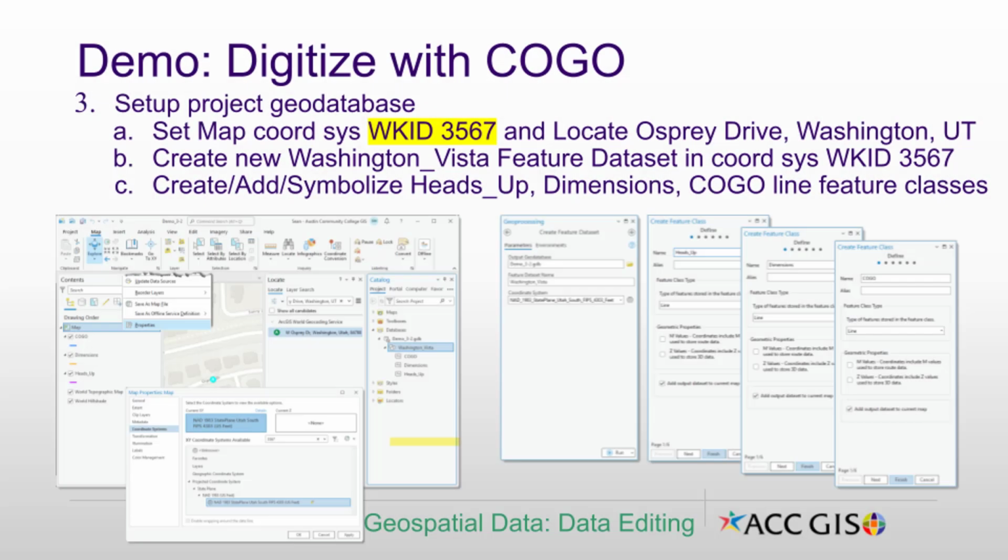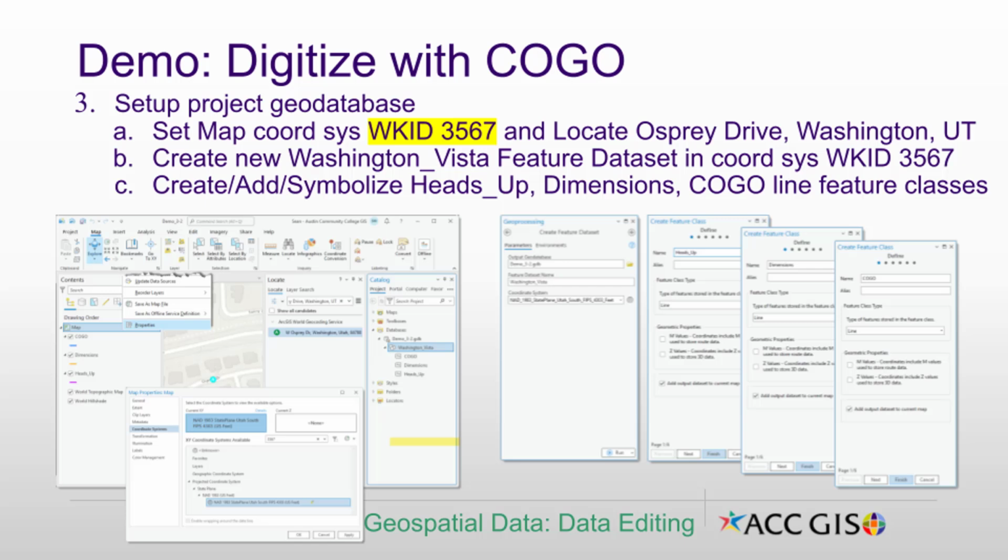In step 3, we'll begin in ArcGIS Pro by setting up our project geodatabase. First, we'll set the map coordinate system for our map view to NAD 1983 State Plane Utah South projected coordinate system, which can be uniquely identified by WKID 3567. And then we'll locate our Washington Vista subdivision on Osprey Drive in the city of Washington, Utah.